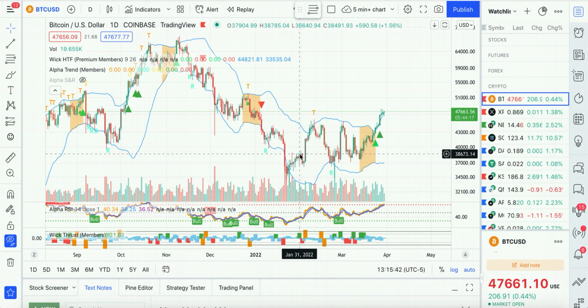Now remember, guys, when using the Alpha RSI and Wic Thrust alone, obviously you can't use them just by themselves, but as confirmation along with the Wic HTF and the Alpha trend, you're putting yourself at a much higher probability to win, to have a successful trade. So that's why these indicators are just so great when used all together. Best indicators and best things you can use for your charts on the market.